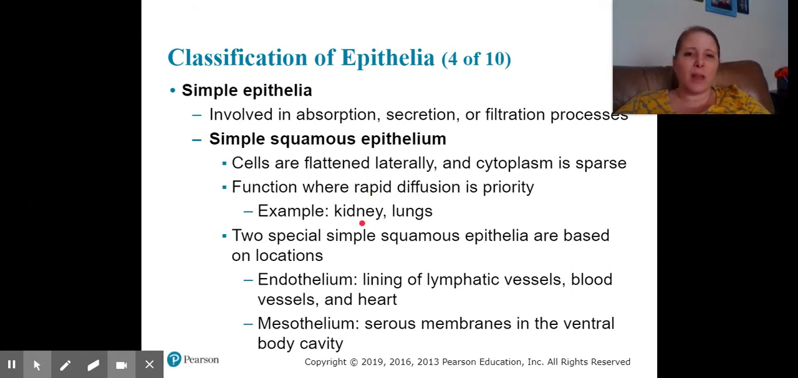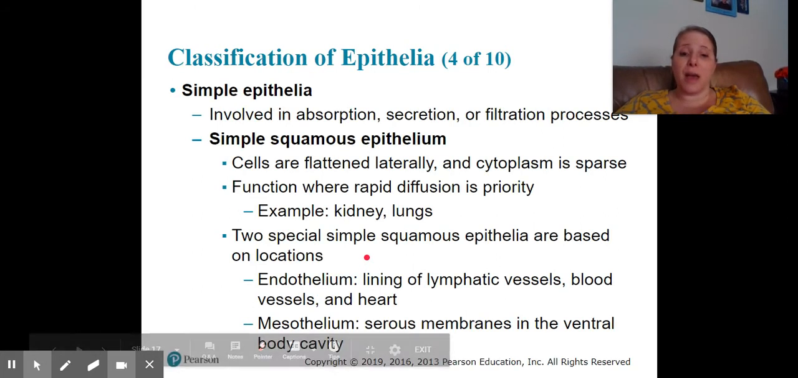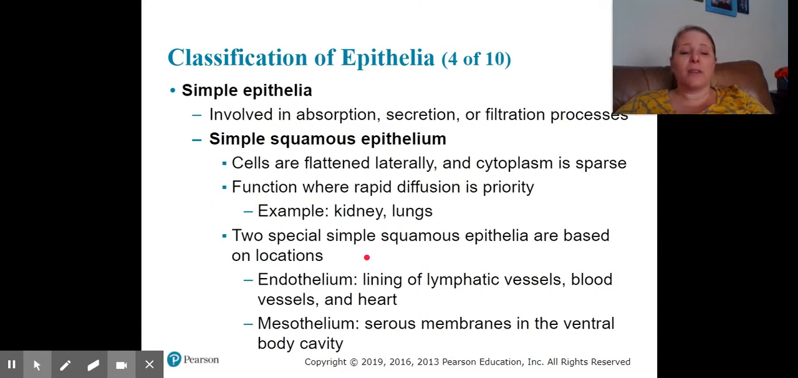So the kidneys, where it's filtering out your blood and making sure it gets out all the nitrogenous waste for your urine. Lungs, where oxygen goes into your blood and carbon dioxide comes into your lungs. The alveoli. There are two specific kinds, the endothelium and the mesothelium. The endothelium is going to be around your blood vessels, your heart, and your lymphatic system, very inner. And then the mesothelium is going to be this membrane around your ventral body cavity. So remember, the ventral body cavity is your thorax and your abdominal pelvic. So the membrane around there is going to be simple squamous.